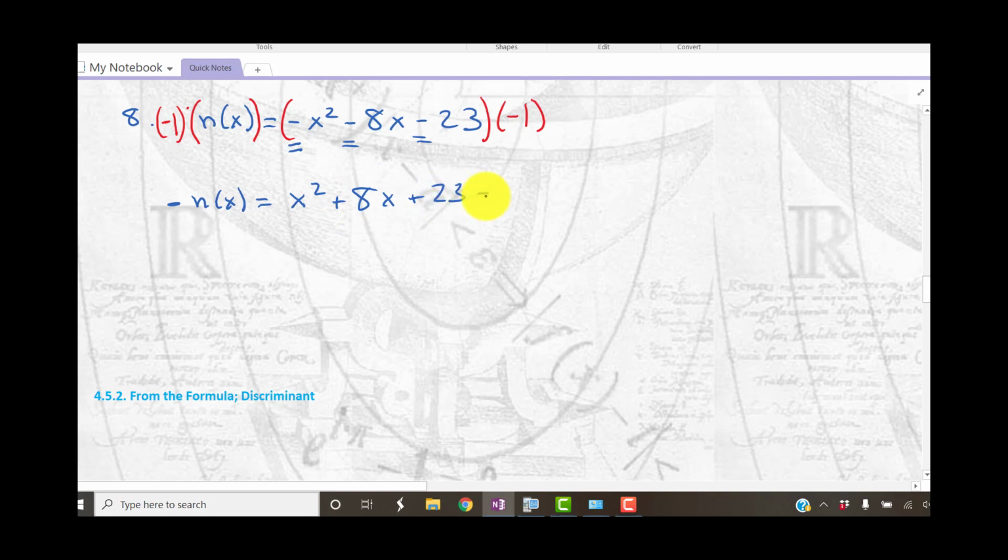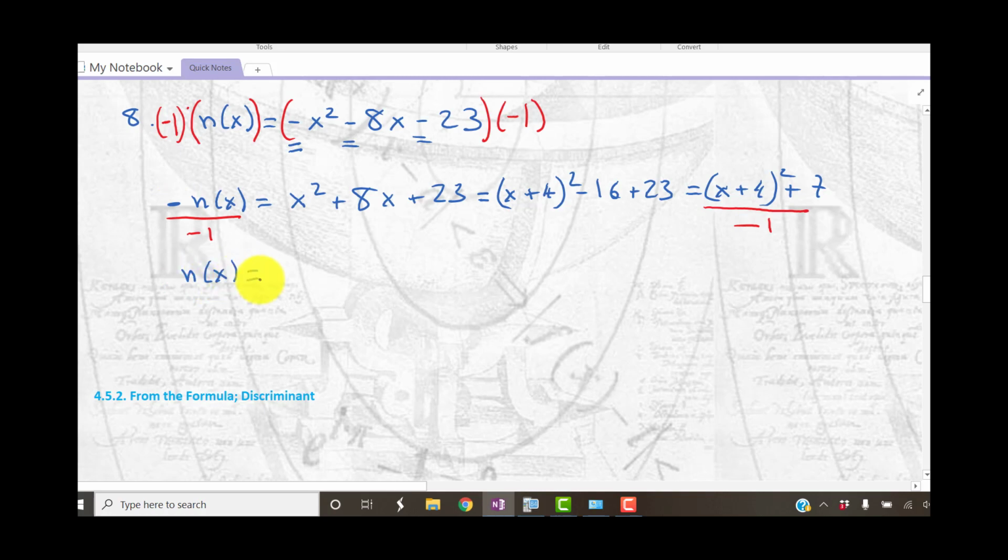Okay, let's complete the square with this. So this is (x plus 4) squared minus 16 plus 23. And so it is (x plus 4) squared plus 7. Then finally, I need to divide by -1 again. So here we get a plus n of x. So we have n of x equals, I'm going to change the sign of these two terms, so negative (x plus 4) squared minus 7.